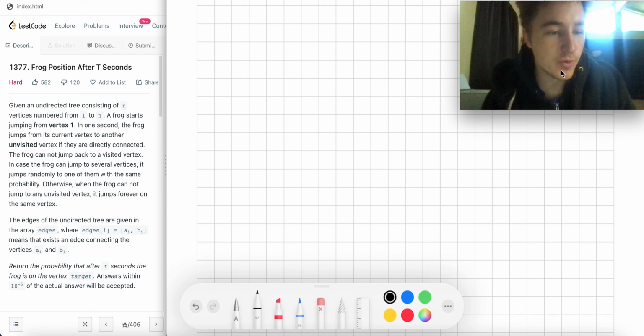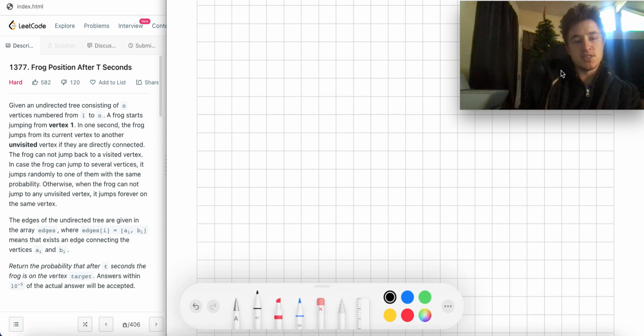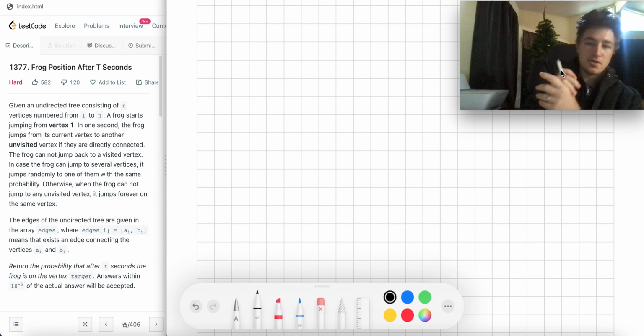Okay, so you're given an undirected tree consisting of n vertices numbered from 1 to n. That's normal, right? We're used to something similar when doing tree problems. Knowing that it's a tree, there are no cycles, so that'll help us perhaps when we think about how we traverse and what we have to keep account for. A frog starts jumping from vertex 1. In 1 second, the frog jumps from its current vertex to another unvisited vertex if they are directly connected.